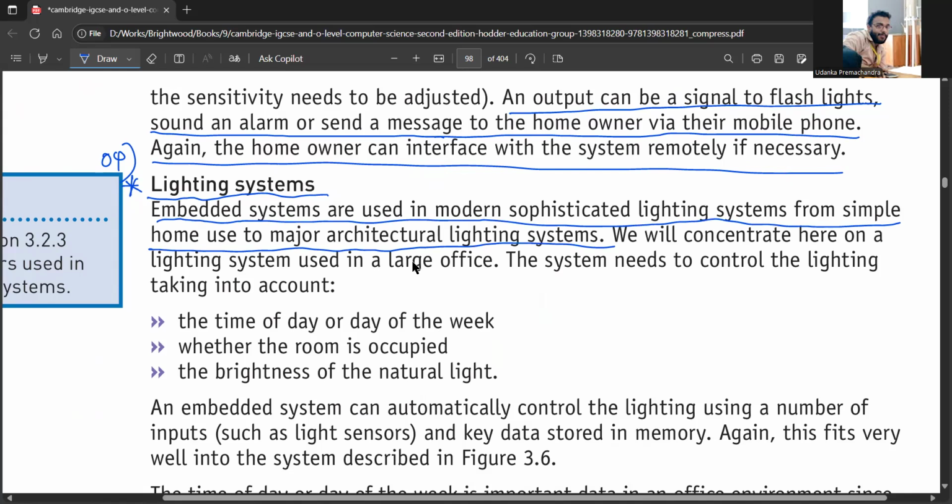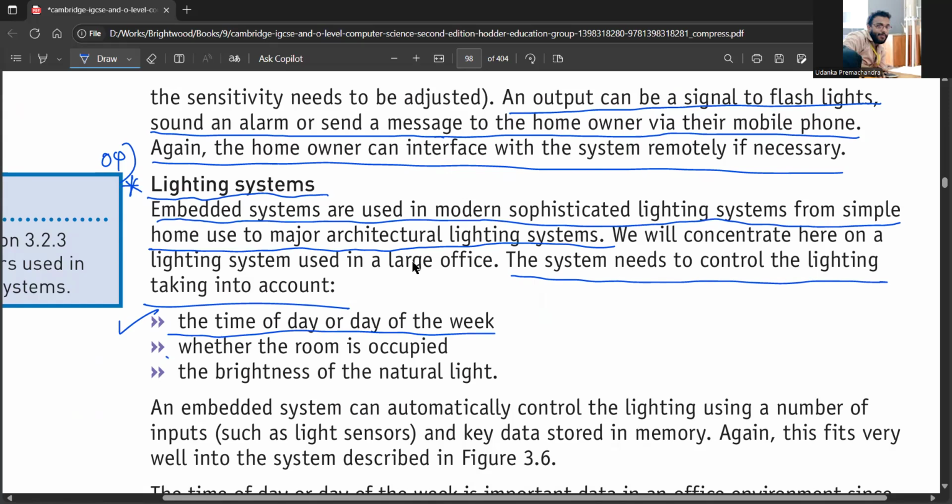Embedded systems are used in modern sophisticated lighting systems from simple home use to major architectural lighting systems. We will concentrate here on the lighting system used in a large office. The system needs to control lighting taking into account the time of the day or day of the week.